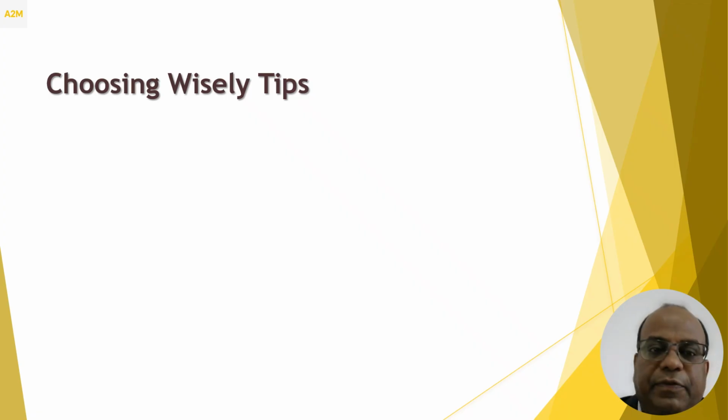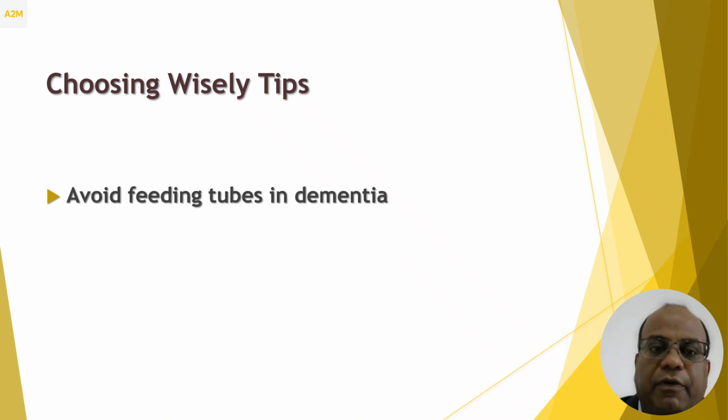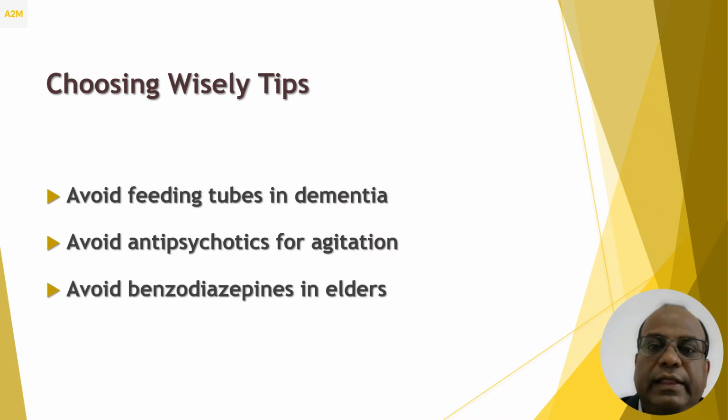Choosing Wisely tips. The Choosing Wisely recommendations help avoid treatments that may do more harm than good in older adults. They remind us that more care is not always better care. For example, if feeding tubes in advanced dementia do not improve life or comfort, gentle hand feeding is safer and more caring. Antipsychotic drugs should not be the first choice for behavior problems in dementia. They can cause strokes, falls, and even death.